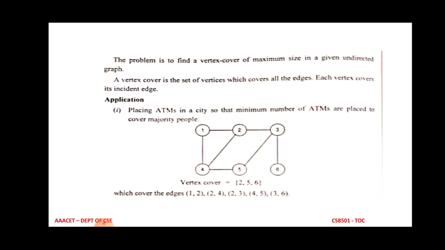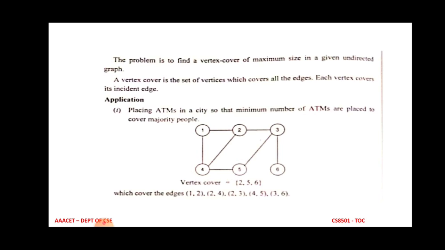And the last one is 6. Here 3 is connected with 6, and 6 is connected with 3, so we can write it as 3 comma 6. So the main aim is that each and every pair is connected with all the vertices in a given graph. This is the aim of the vertex cover problem.